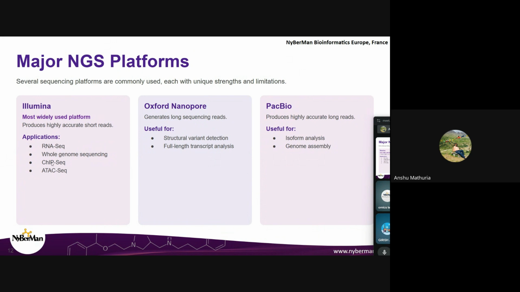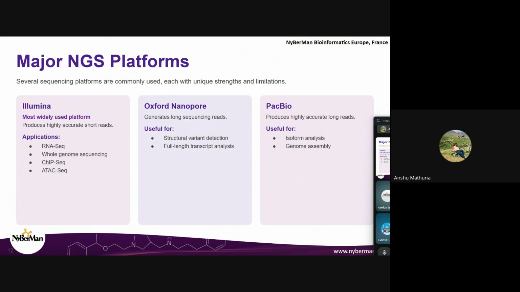ChIP-seq and ATAC-seq are experiments. You need to perform them first, and then you get the sample sequenced. So ChIP-seq basically tells us on what positions of a DNA a protein, a transcription factor, is binding. And ATAC-seq basically tells us what the free regions in a chromatin are that are available. That is not much important for this particular study, but these are also an important aspect of NGS data analysis. So for our course, we are going to basically focus on the RNA-seq analysis.